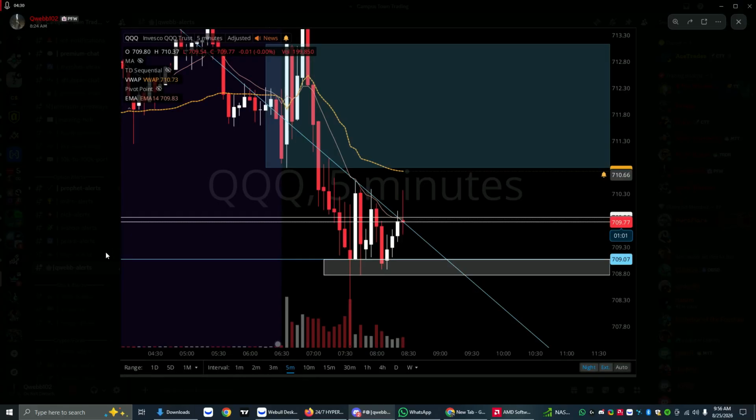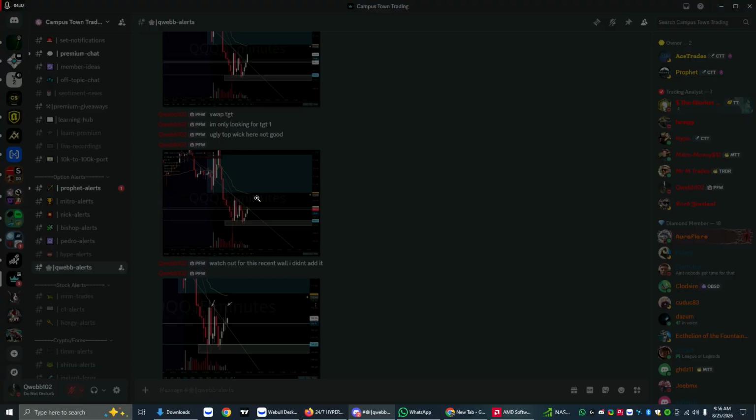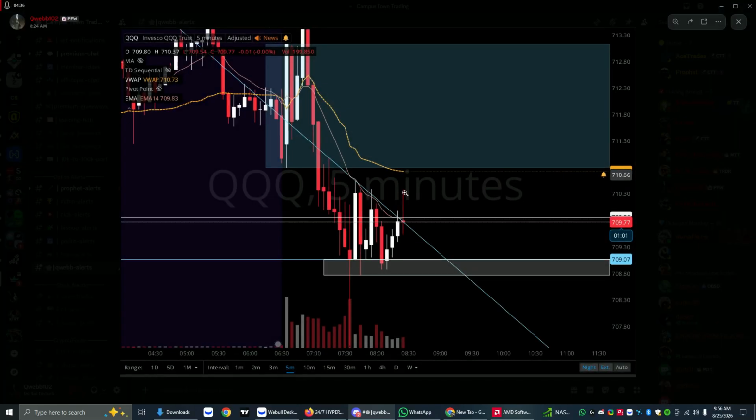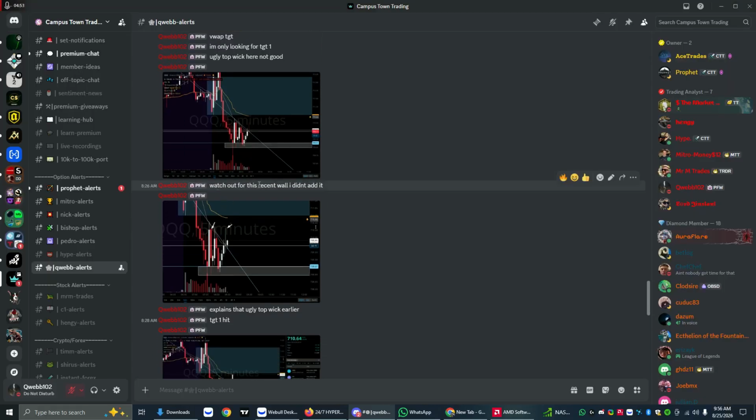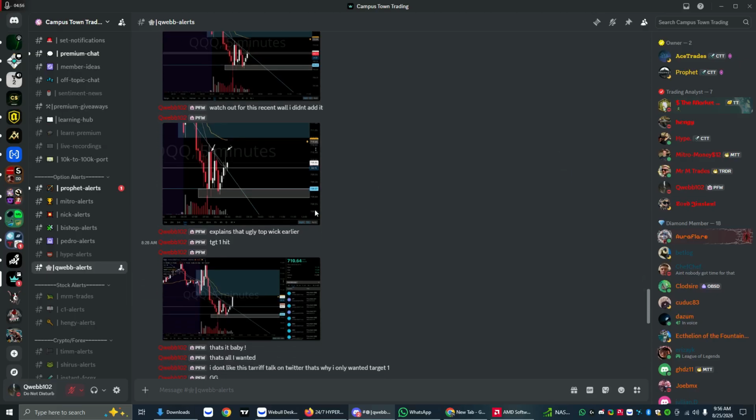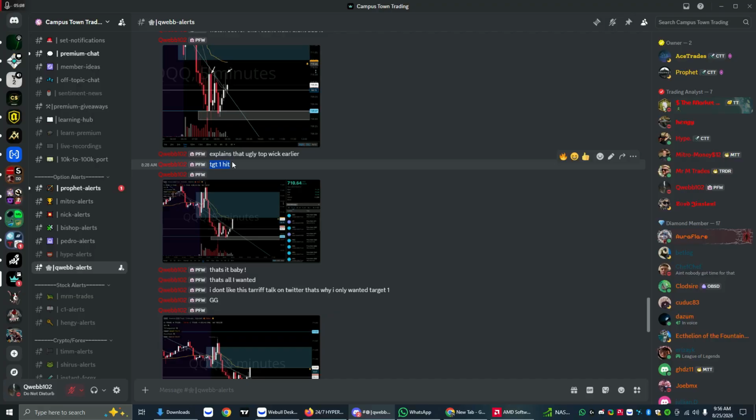I said here, ugly top wick, not good. Ugly top wick means the bears stepped in and pushed it back down. I identify why later, because of this right here. This is a wall that I did not have on my chart. So we got there, and then the bears were still active and stepped in and pushed it back down. Watch out for this recent wall, I did not add it. I point at it here and say this explains that ugly top wick earlier. Next thing you know, target 1 hits.